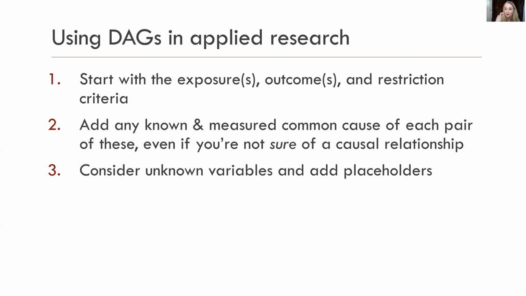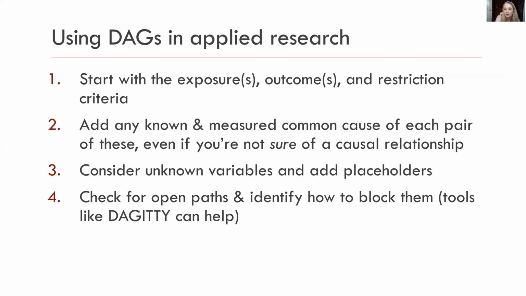Next, you want to consider unknown variables and maybe add some placeholders for them. There may be things that you know about but haven't measured, or there may be things that you suspect might exist but you don't really know how to conceptualize them. You can think of this like that unmeasured ability variable we just talked about in the last graph. We don't necessarily know what that is, we're not necessarily sure how to measure it, but it still could be causing a problem for our analysis. And so you want to put those on as well.